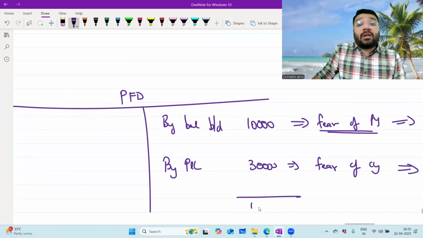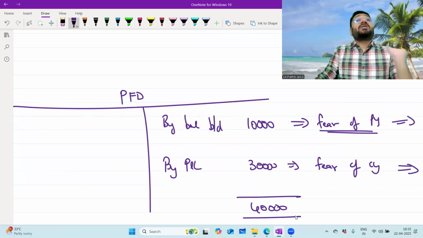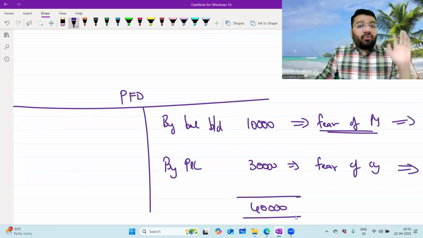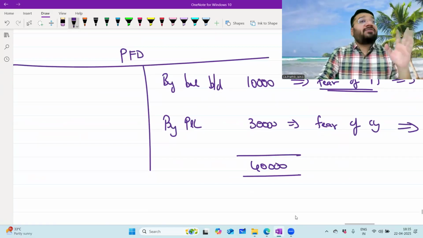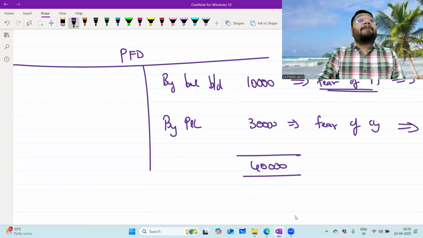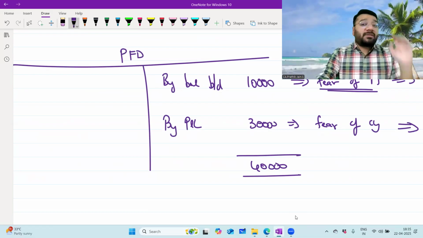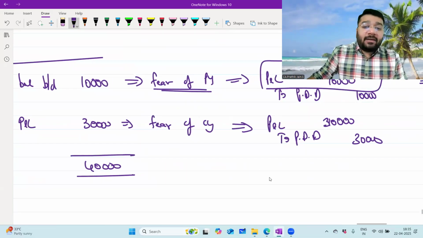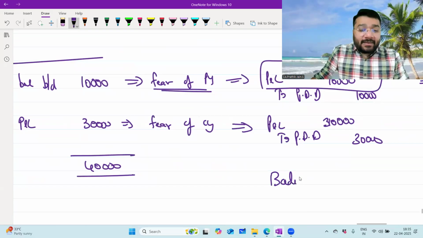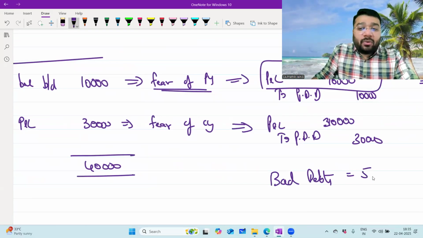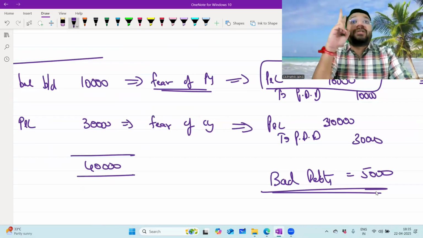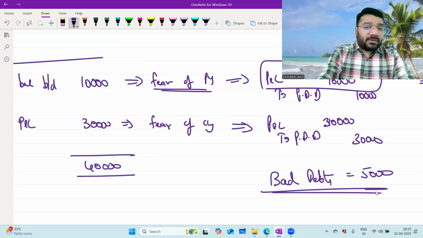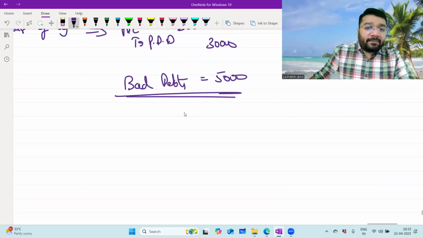Like that, how much total fear do you have? 40,000 is the total fear. Now, imagine out of this 40,000, your fear becomes true to the extent of 5,000 rupees. So I'm telling you in the question additionally, bad debts is 5,000. You have two options. How many options? Two options. Listen to me very carefully.